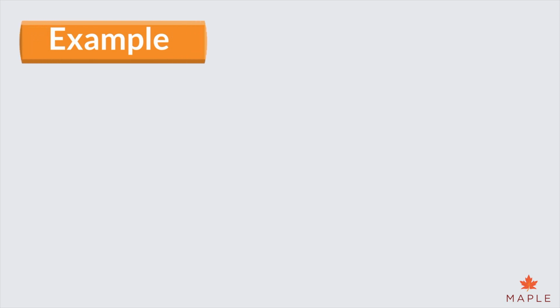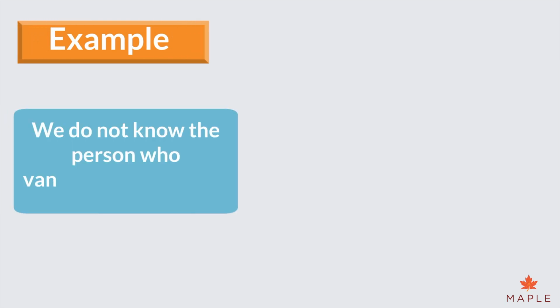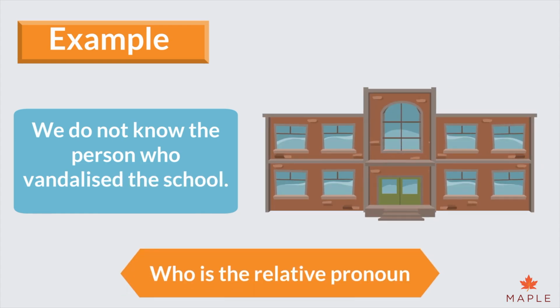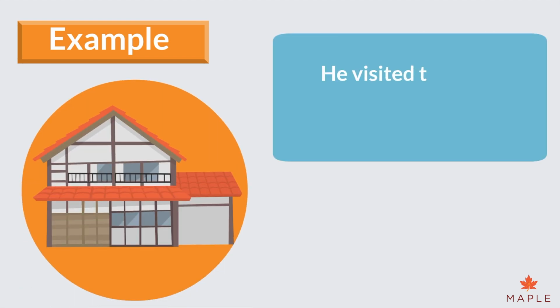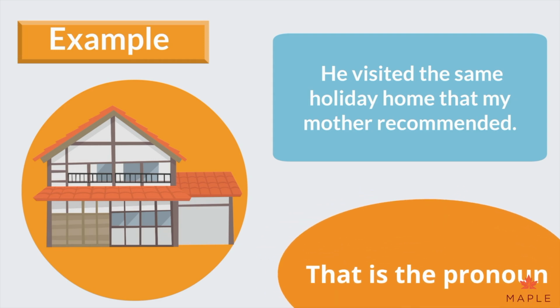Let's take a look at some examples. We do not know the person who vandalized the school. Who is the relative pronoun. He visited the same holiday home that my mother recommended. That is the relative pronoun.